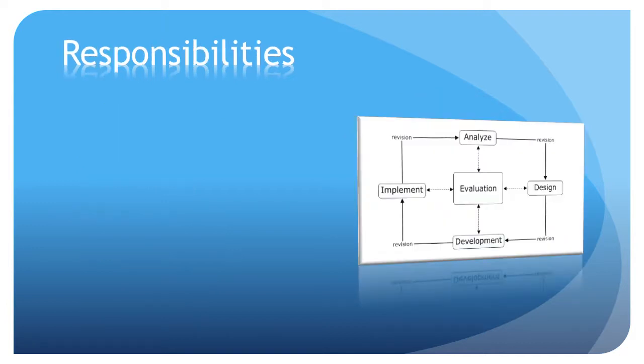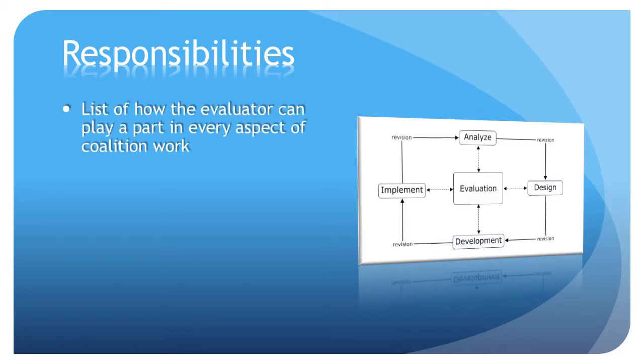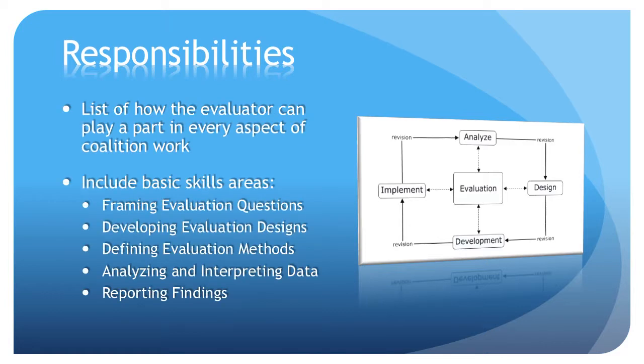Another key area is a detailed list of responsibilities. I would recommend making a list of all the different ways you think a good evaluator can help your coalition. At the very least, you should include the 5 skill sets described earlier. These skill sets are derived from research on evaluation best practices and are viewed as key ingredients to an effective evaluation.